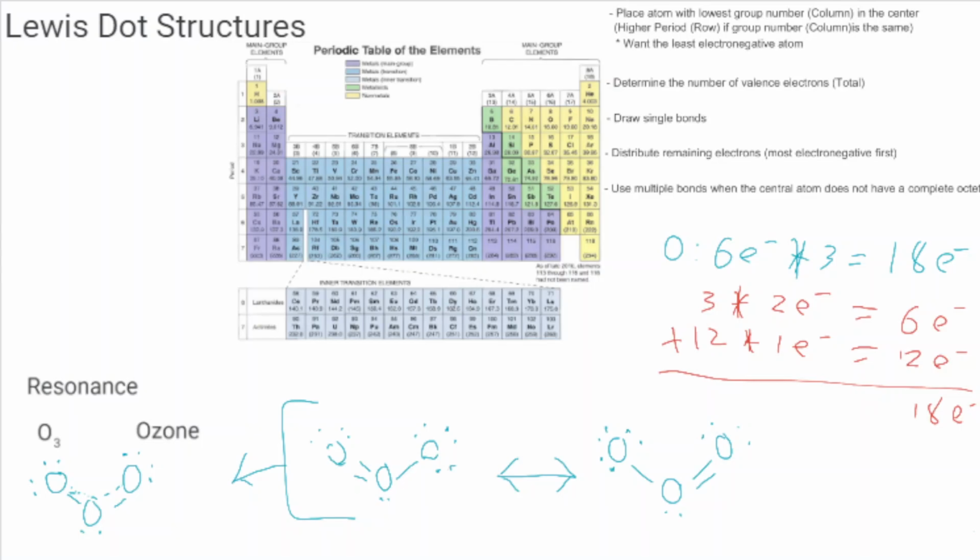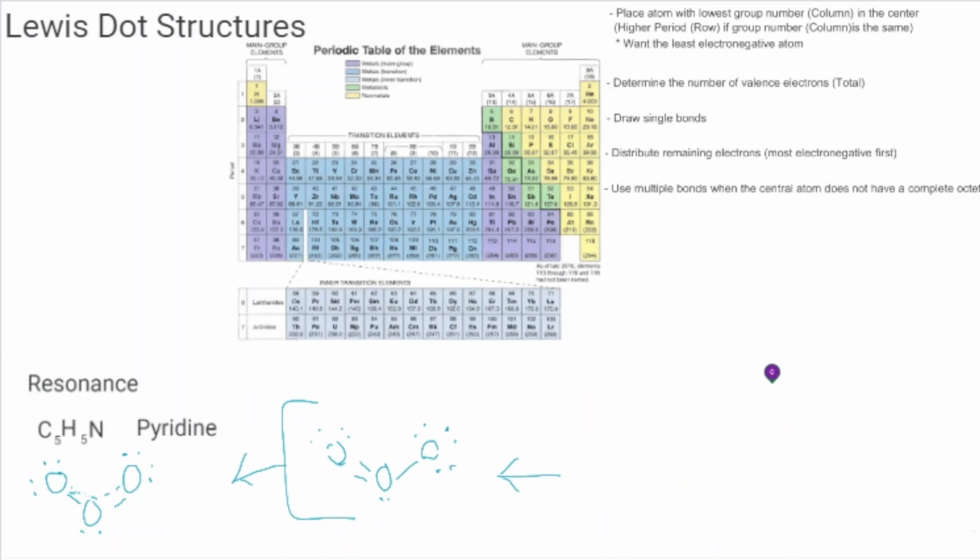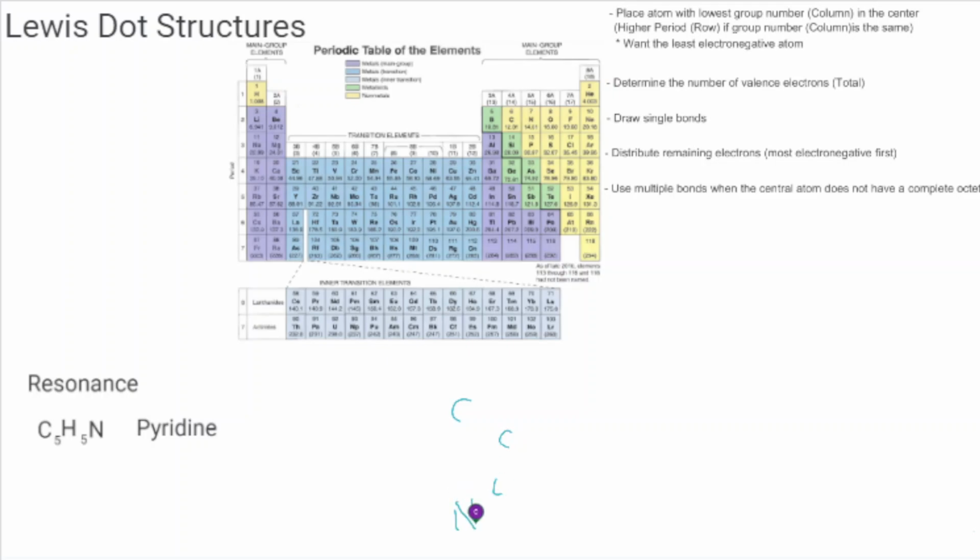I'm going to show you one more example of a resonance structure. In this case we're going to do pyridine, which is kind of cool because it is a ring structure. Alright, so for pyridine, this is C5H5N. I'll be honest, for this one, it might be a little difficult for you to know that it would be a ring, but I did want to introduce you to this just so you are aware that it does exist.